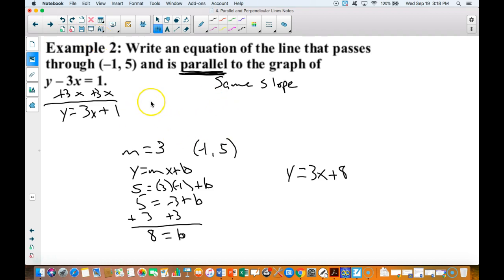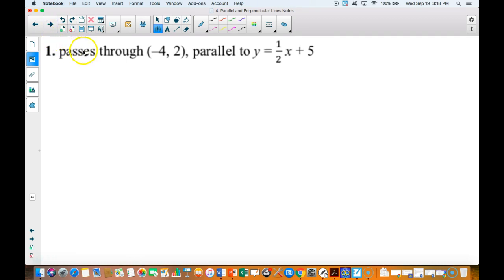So I want you guys to pause the video now and take a look at the first two problems here. See if you can figure out the first two problems. Number 1, we're finding a line parallel, and number 2, we're finding a line perpendicular. So take a second and try to figure those two out.